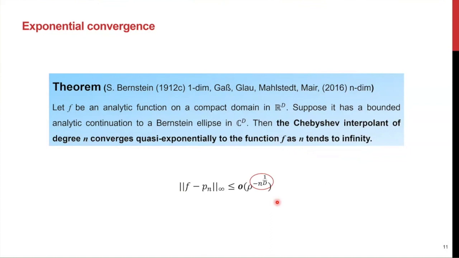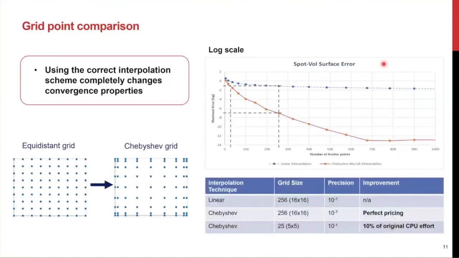Now, let me show you an example of how important it is to choose the points on the grid that define the tensor in this specific way. Consider a spot vault surface. What we did is we considered Chebyshev grids and built the tensors associated to it in order to try and approximate the spot vault surface. And we also defined equidistant grids. In both cases, always measuring the error that they made with respect to the surface.